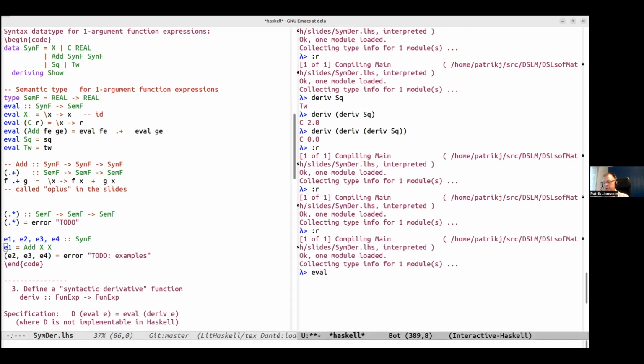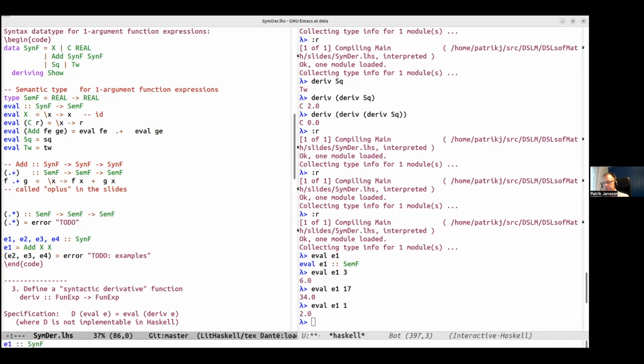Okay, so if you evaluate E1, we get a function. We can evaluate that at 3. Okay, so what function is this? So at 3, it has value 6. At 17, it's value 34. At 1, it has value 2. Well, actually, this is the same as twice. So we add x together, then we get twice. So that means I think actually we can now remove twice. We've covered it in another way.